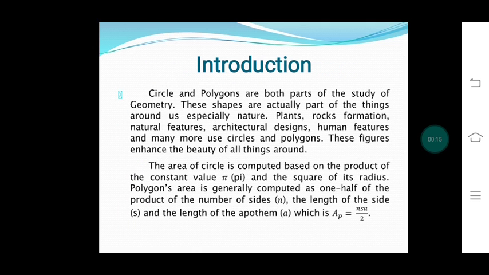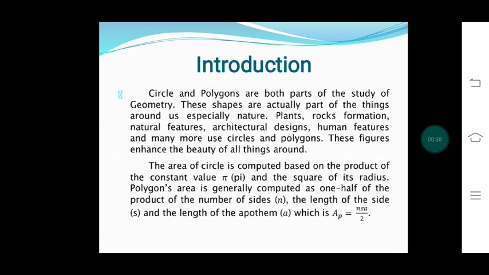Introduction. Circles and polygons are both part of the study of geometry. These shapes are actually part of the things around us, especially nature. Plants, rock formations, natural features, architectural designs, human features, and many more use circles and polygons. These figures enhance the beauty of all things around.